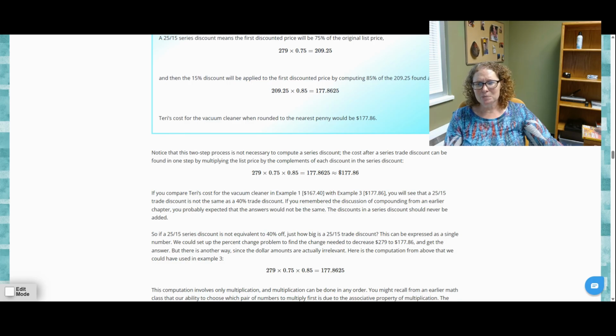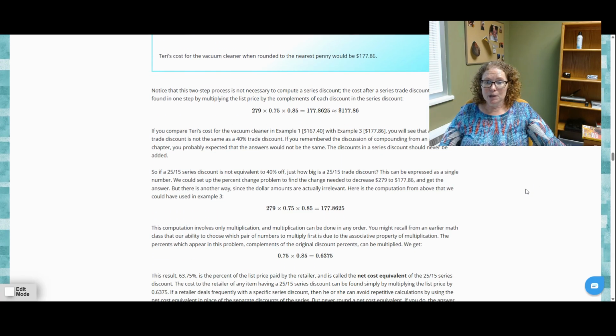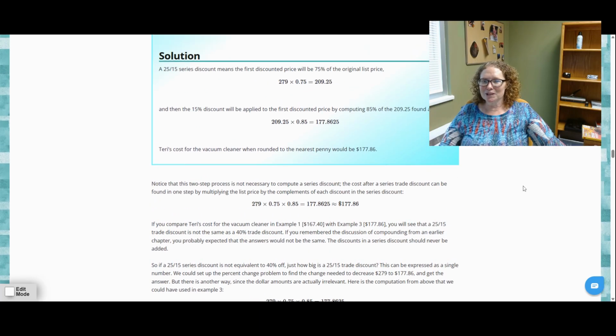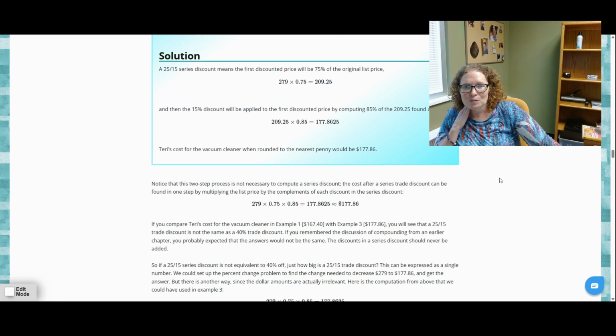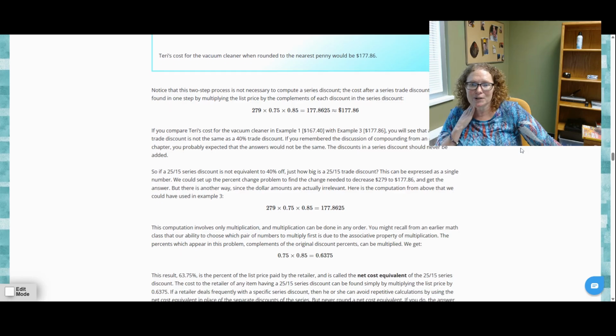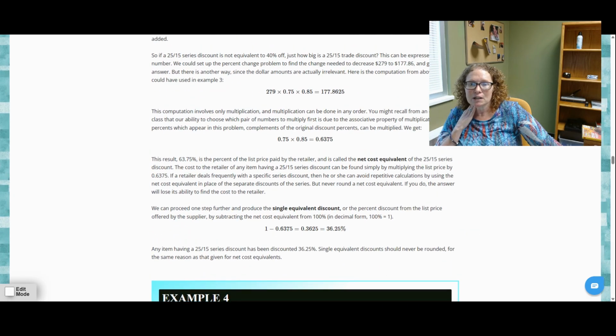And that's pretty much the easiest way, or one of the ways to do it. You can put it in together and say 279 times 0.75 times 0.85, and you're going to get the same answer. But again, when we look at this, we're not combining it. So it's not like before, when we would want to say it was a 25-15, so it's a 75 plus an 85% discount, and we can't do that. We have to do it separately.